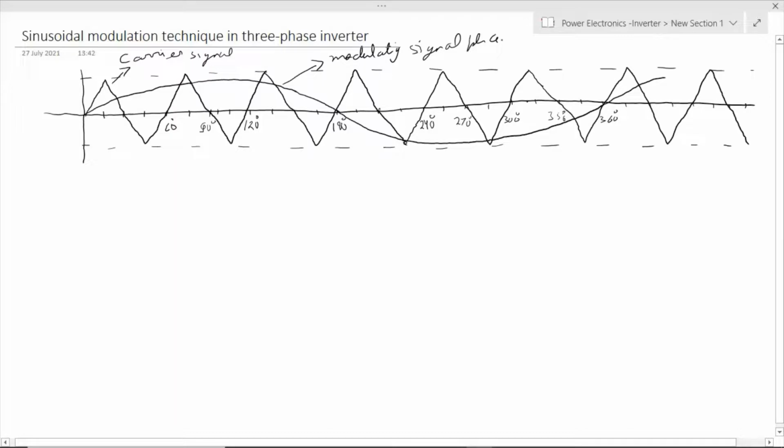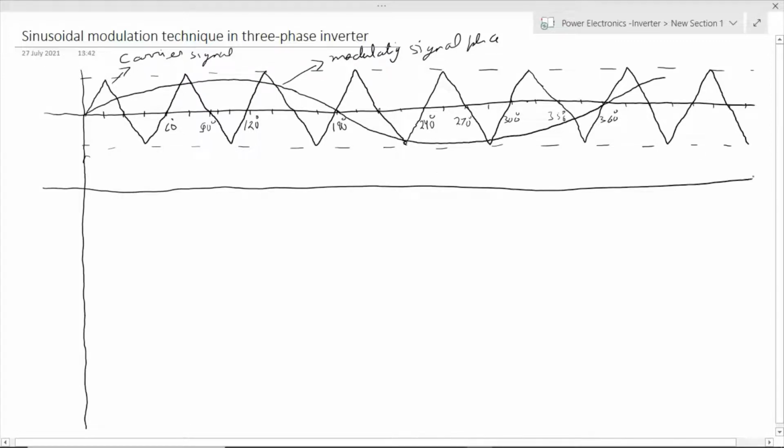Now what we need to do is compare these two, and for comparison we need the intersection points, so I will draw the intersection points here. You can just skip the video for 1 or 2 minutes.